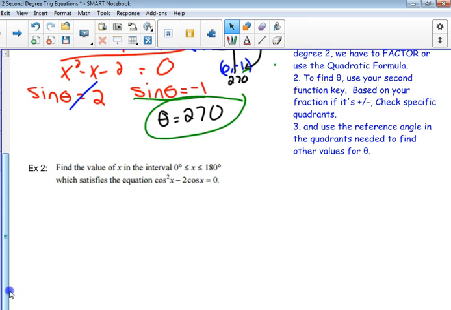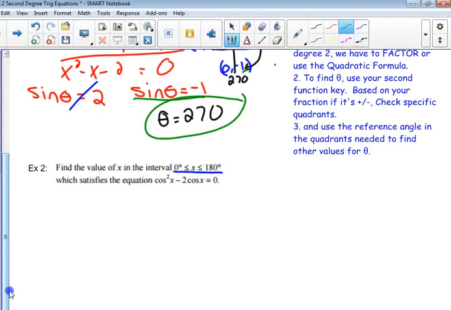All right, so let's see. Here's this one. Find the value of x in the interval. Notice your interval here. It's a little weird, right? 0 to only 180, so they don't want anything besides that. All right, they want cosine squared x minus 2 cos x.